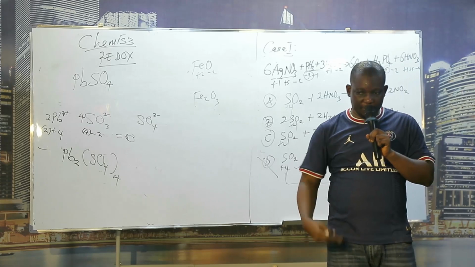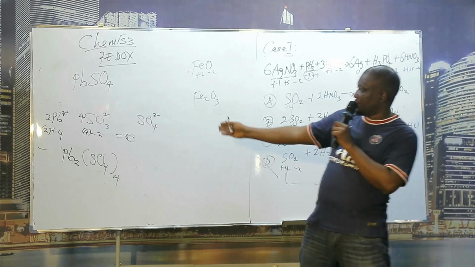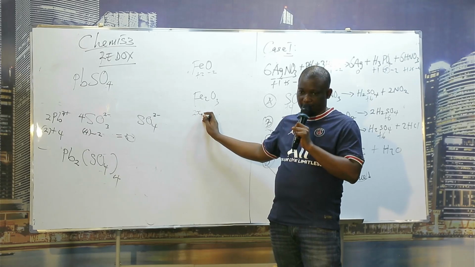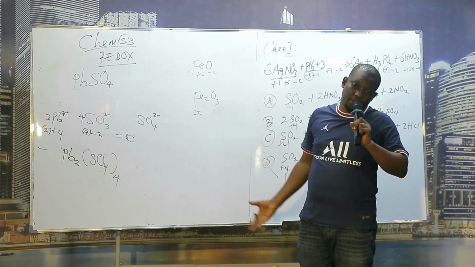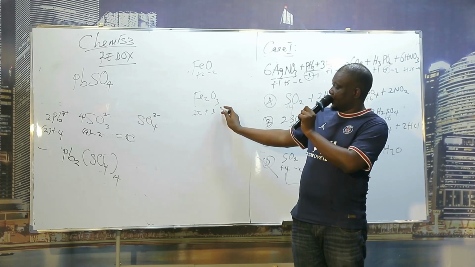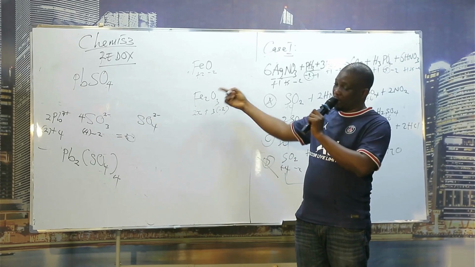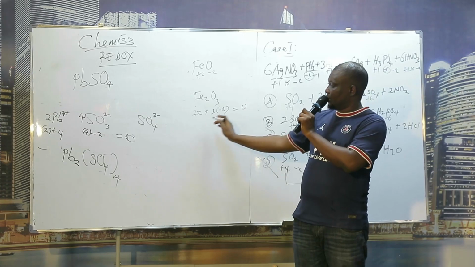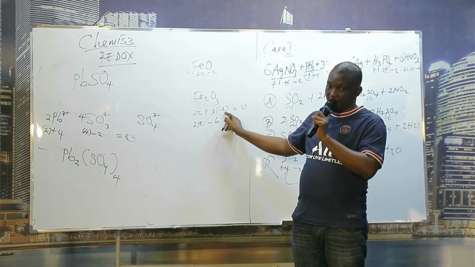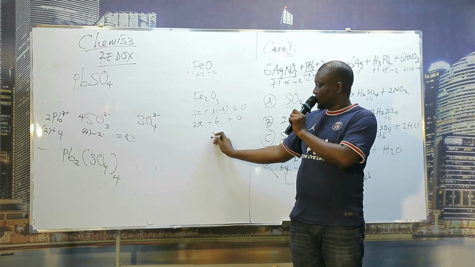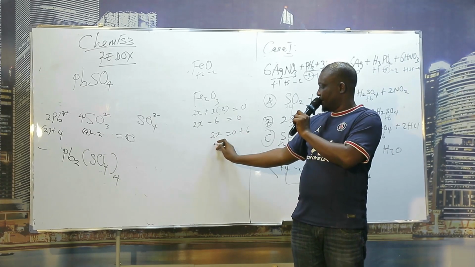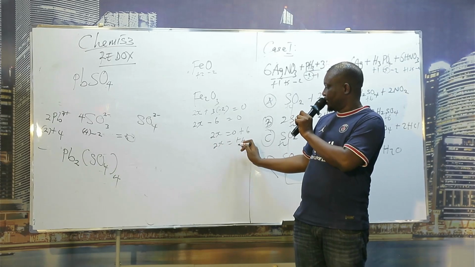It's iron (III) oxide. You can find the oxidation state of iron. You can say that iron is 2 times X, let's assume we don't know iron here, plus how many atoms of O is there? 3, times it by the oxidation state of oxygen, minus 2, equals 0. 2x minus 6 equals 0. 2x equals plus 6.